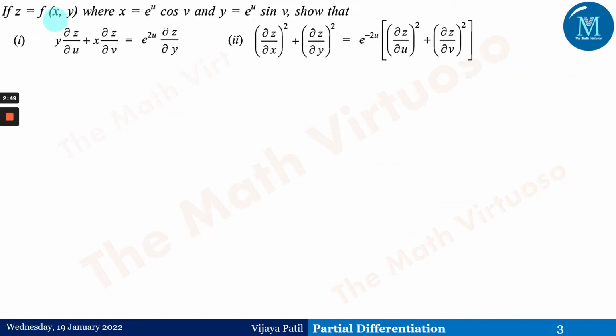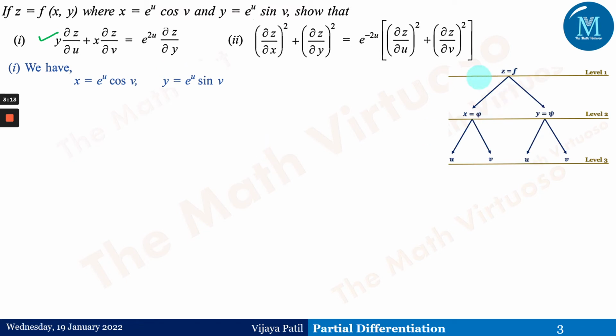If z equals f of x comma y, where x is e to the power u cos v, and y equals e to the power u sin v, then show that y into dou z upon dou u plus x into dou z upon dou v equals e to the power 2u dou z upon dou y. Let me deal with this first. Here we have x equal to this and y equal to this function, and if you observe, this type of diagram will come into the picture. We have almost the same variables: z equals f, x, y, and u and v.